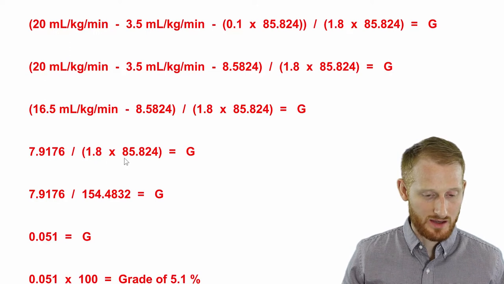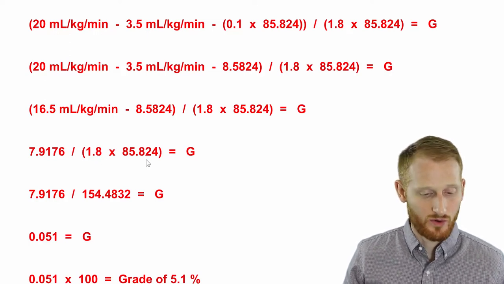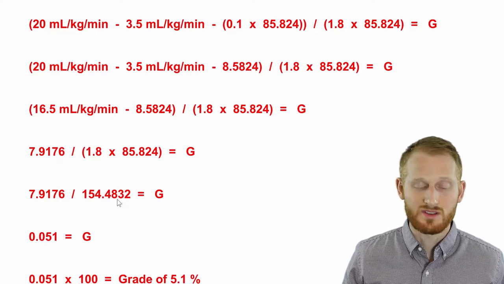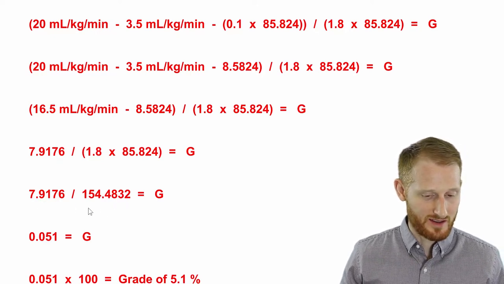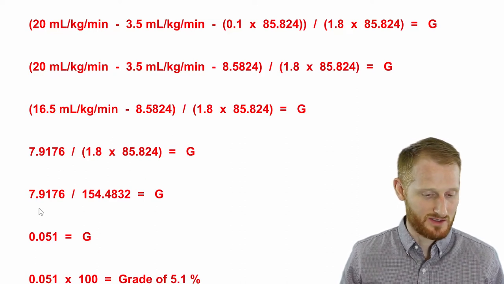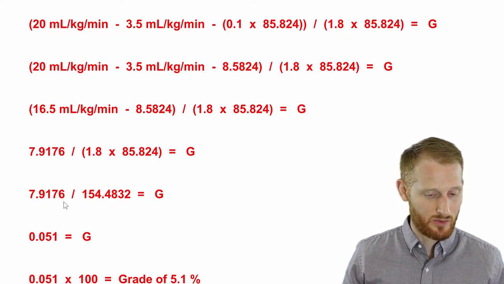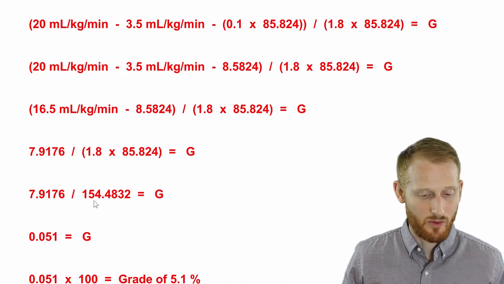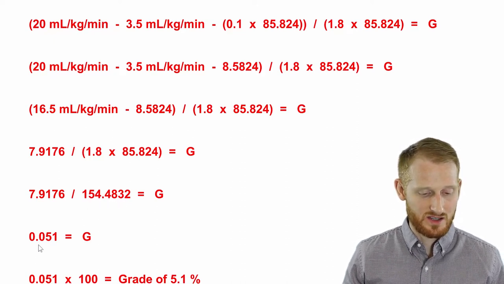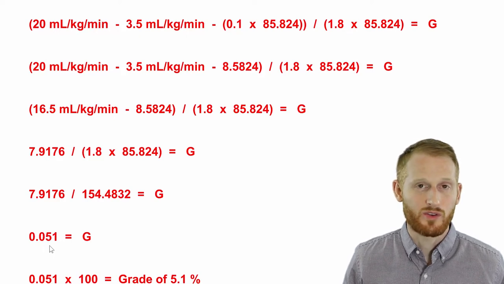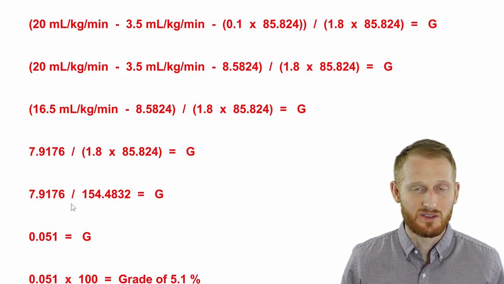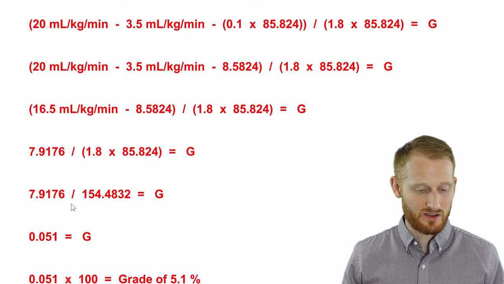So 1.8 times 85.824 is going to give us 154.4832. So the next step here is just to do this division finally, since we have no parentheses. So 7.9176 divided by 154.4832 gives us 0.051 for the grade. And notice I'm not getting rid of any of these decimals up until this very end here that I'm about to show you.